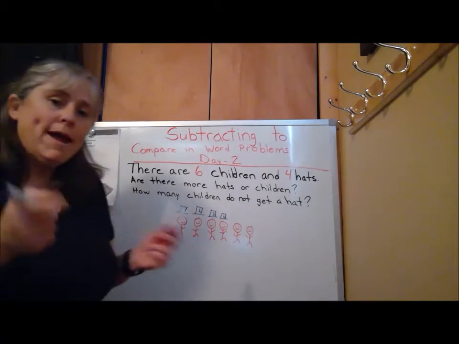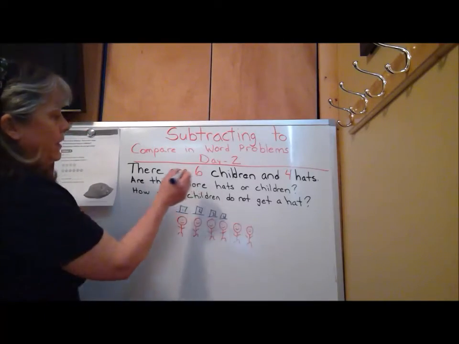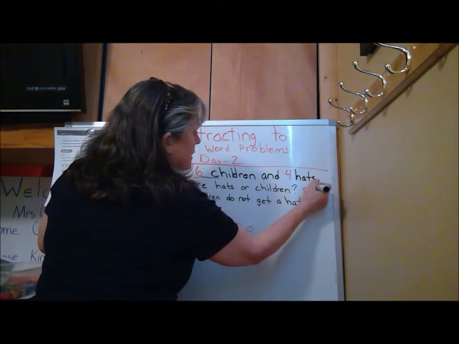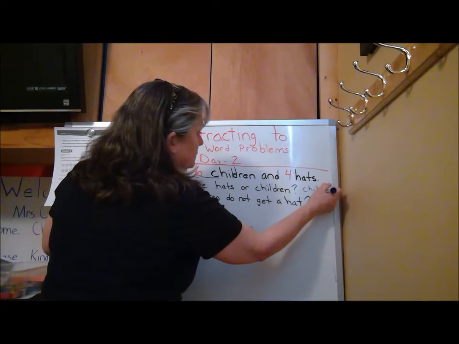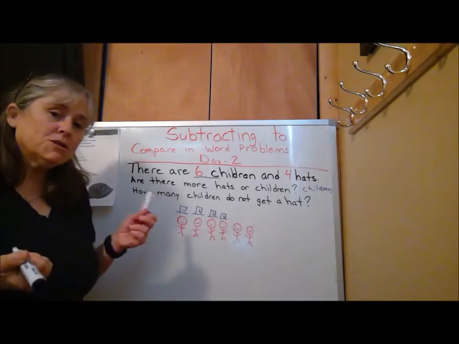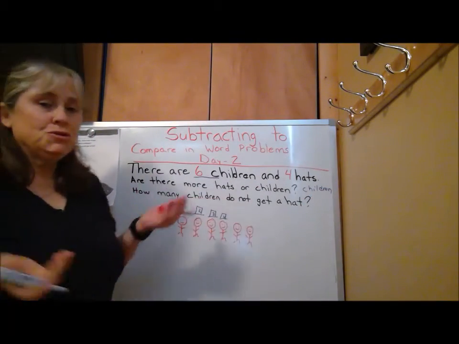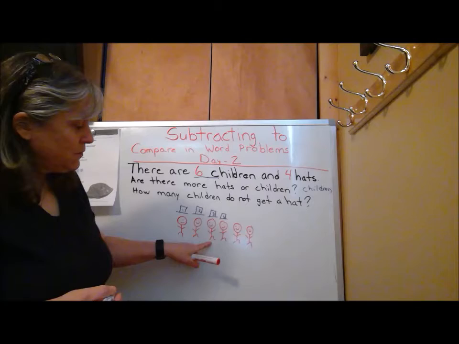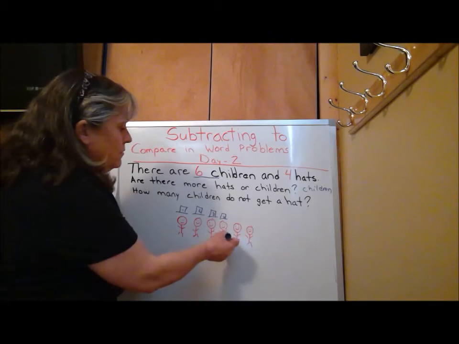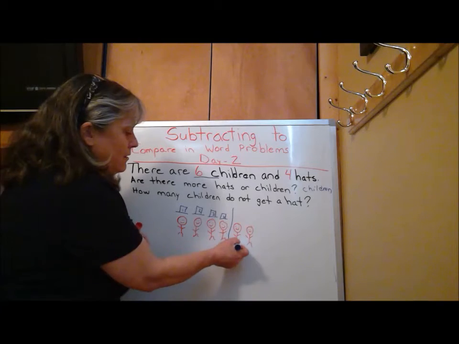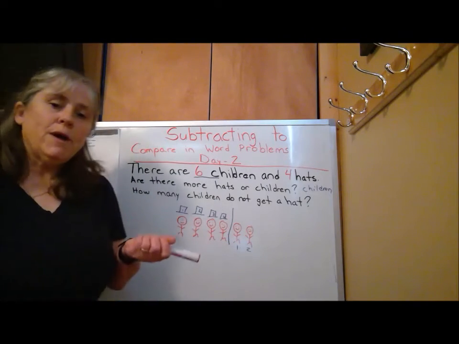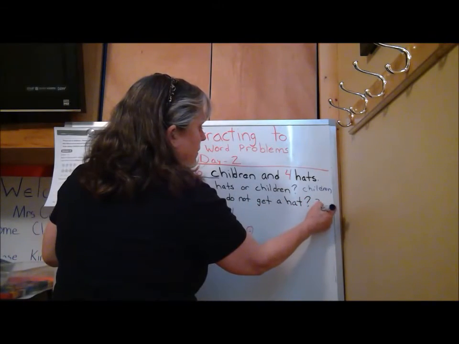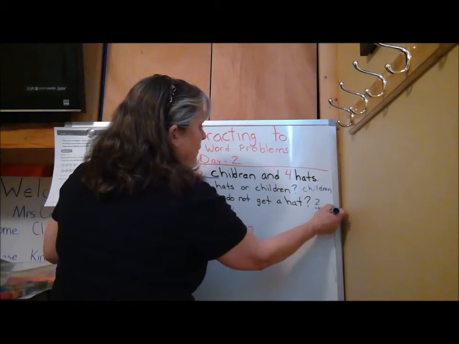So do we have more hats or more children? We have more children. Okay, so I'm going to just write children over here, because that's the answer to this part. We have more children. The second part of our question is, how many children do not get a hat? So let's look. This guy's got a hat. This one has a hat. This one has a hat. This one has a hat. Uh-oh. No hat, no hat. 1, 2. So how many children do not get a hat? 2 children. Okay, so we found it.